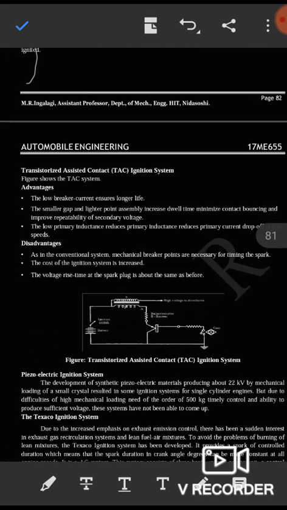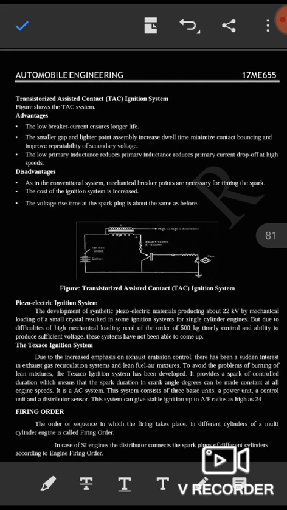And now one more is the piezoelectric ignition system. The development of synthetic piezoelectric material produces about 22 kV by mechanical loading of a small crystal, resulting in an ignition system for the single cylinder engine. But due to the difficulties of high mechanical loading, in the order of 500 kg, and timely control of the ability to produce sufficient voltage, these systems have not been able to come up.